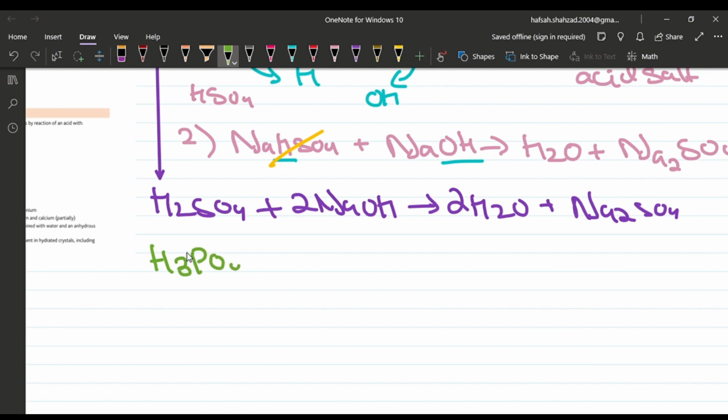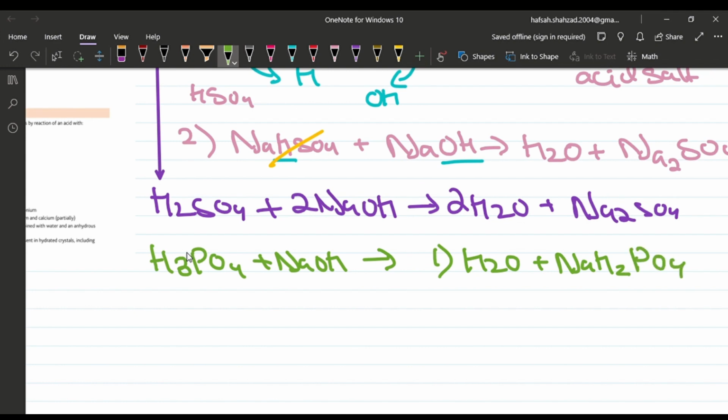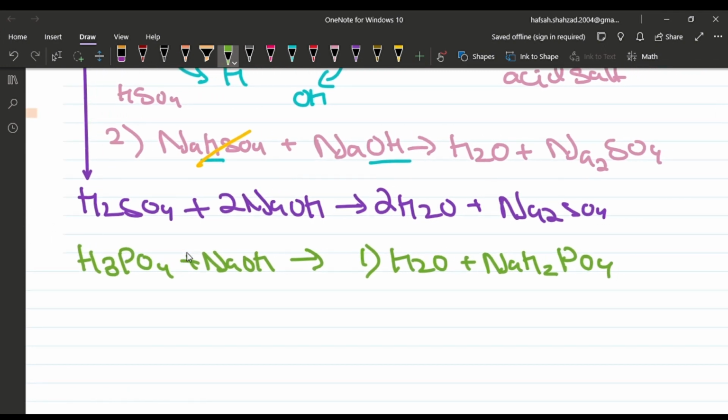So H3PO4, again we are reacting with NaOH. First off, it would give out H2O, and we are left with NaH2PO4, right? This is a dibasic acid salt. Now we react this dibasic acid salt with NaOH again.